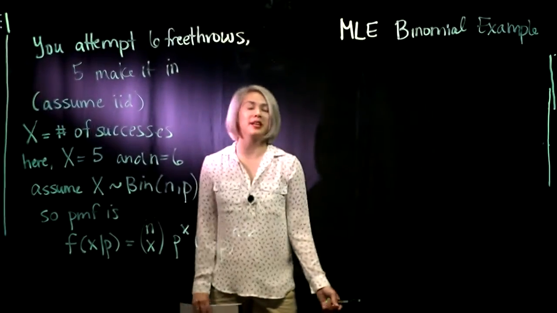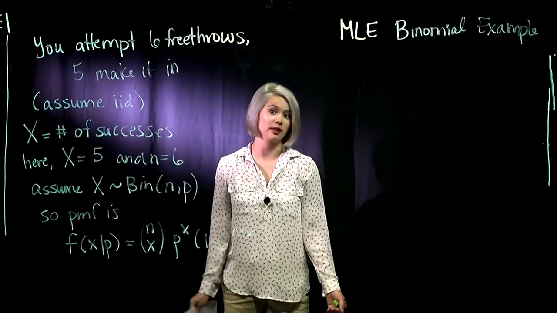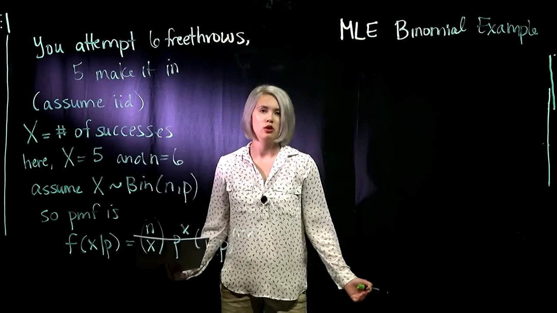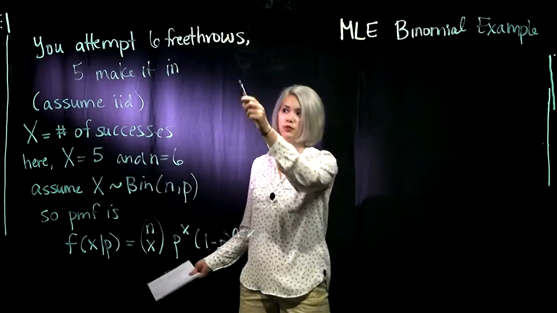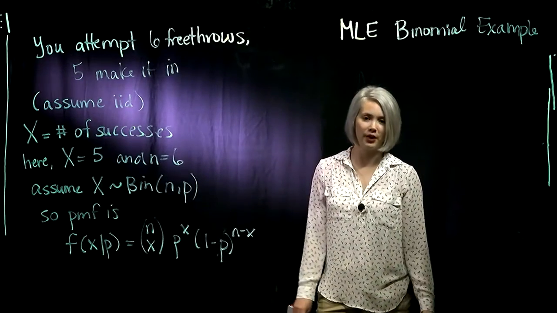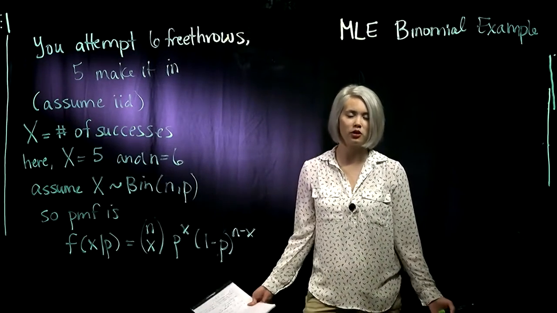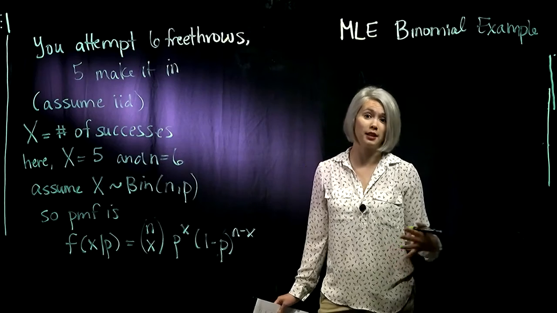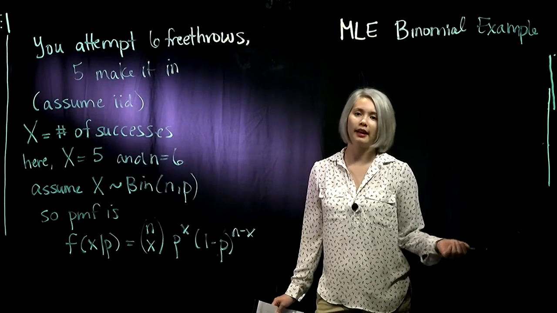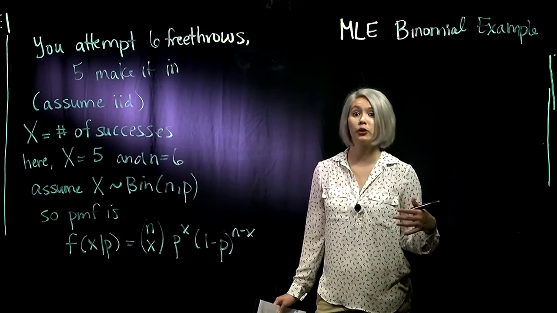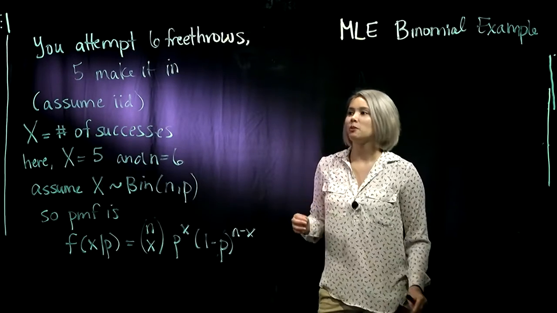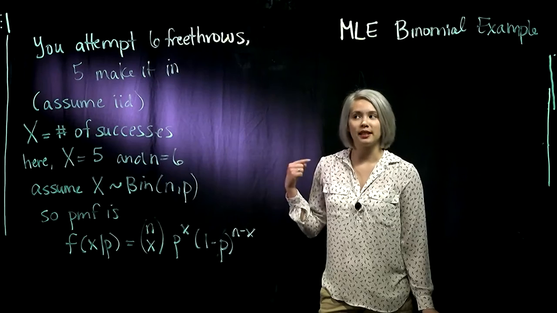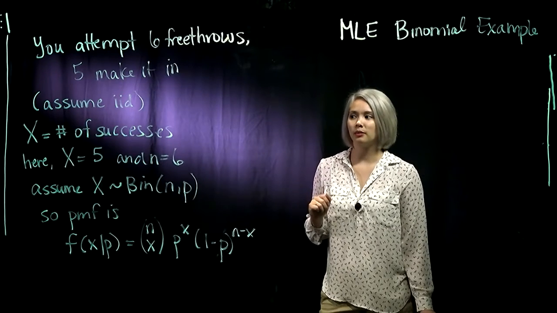Let's practice maximum likelihood by looking at an example using the binomial distribution. Let's assume you're playing basketball, you attempt 6 free throws and 5 of them make it in. Let's also assume that each free throw has an equal chance of getting in and your free throws are independent. So in other words, we're assuming that we have a random sample of size 6, 5 of them make it in.